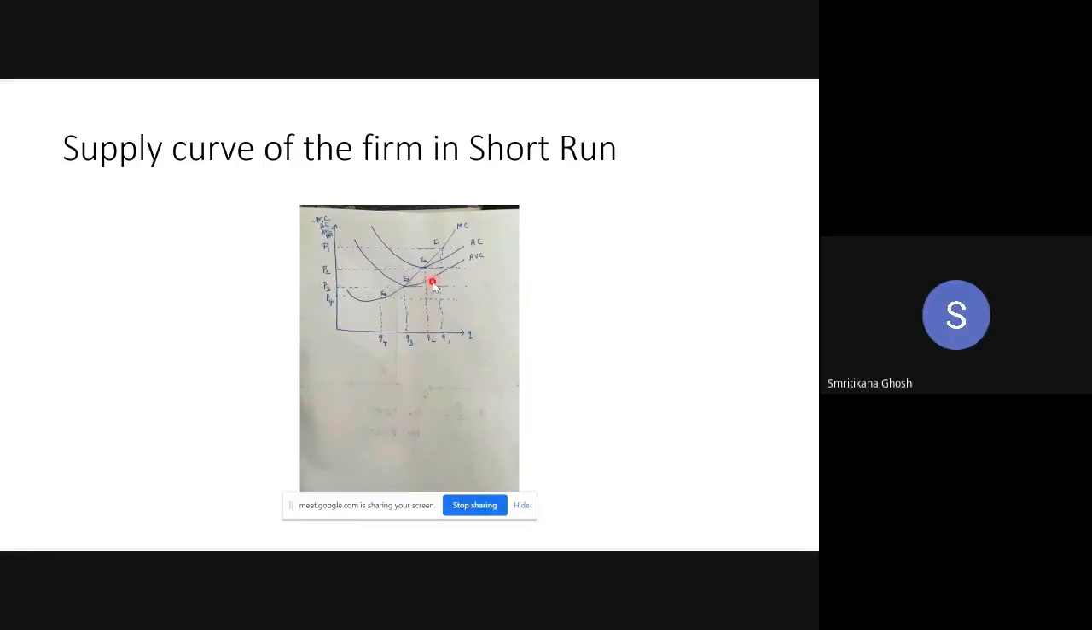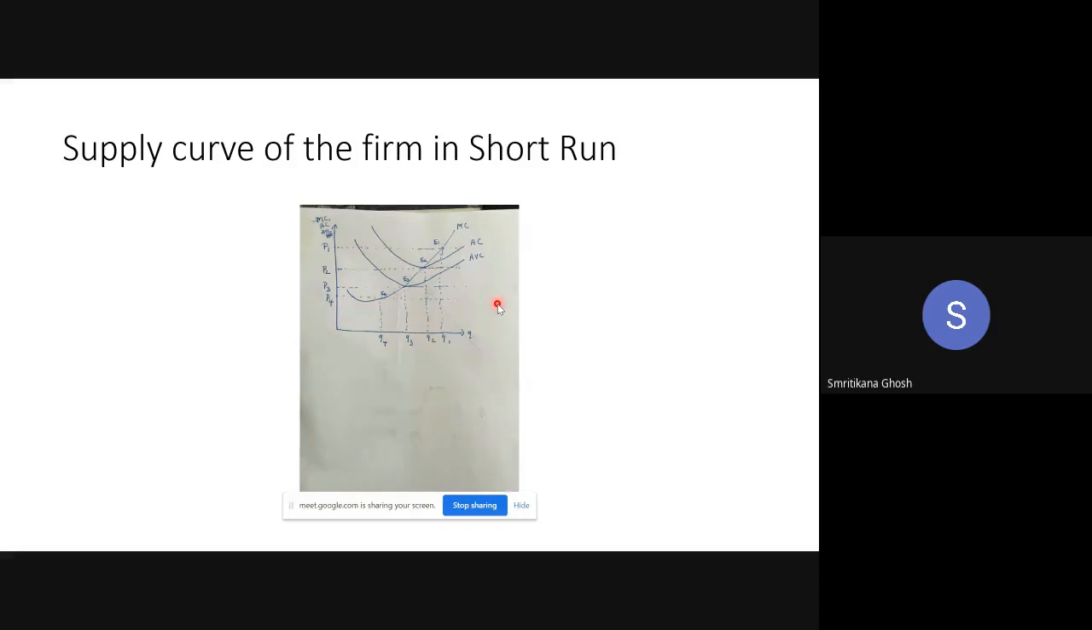Now look, if the price is P2, then the equilibrium is E2, because again P is equal to MC. Now if E2 is the equilibrium, the quantity is Q2. What is your AR, average revenue? E2Q2. What is your AC? E2Q2. Same, because this is the minimum of AC. So average cost is equal to average revenue. That means total revenue is equal to total cost. Profit is 0.